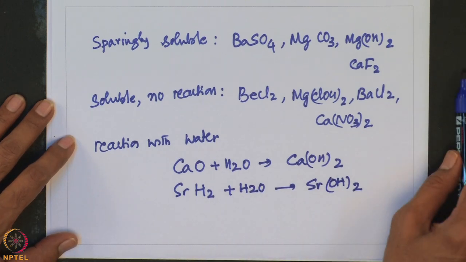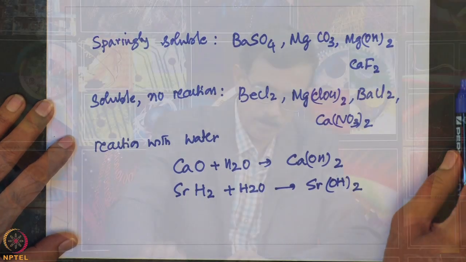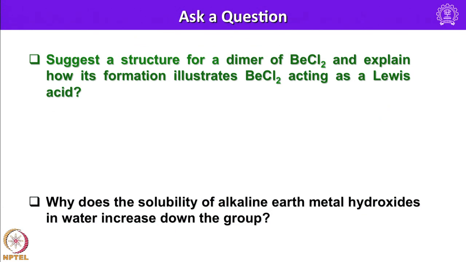So, essentially one can answer in this fashion. Look into a couple more questions I have given here. Suggest a structure for a dimer of beryllium chloride and explain how its formation illustrates beryllium chloride acting as a Lewis acid. I had already explained this one while discussing beryllium hydride structure. It has a one dimensional polymeric structure.